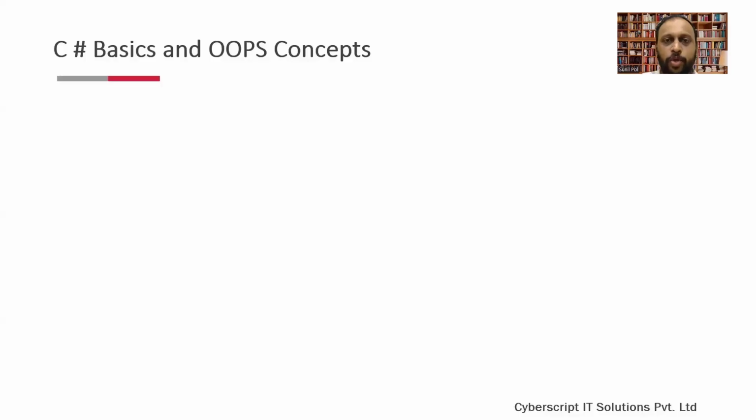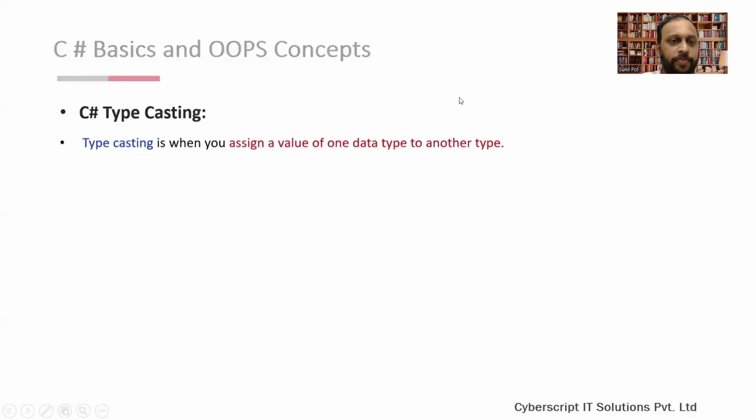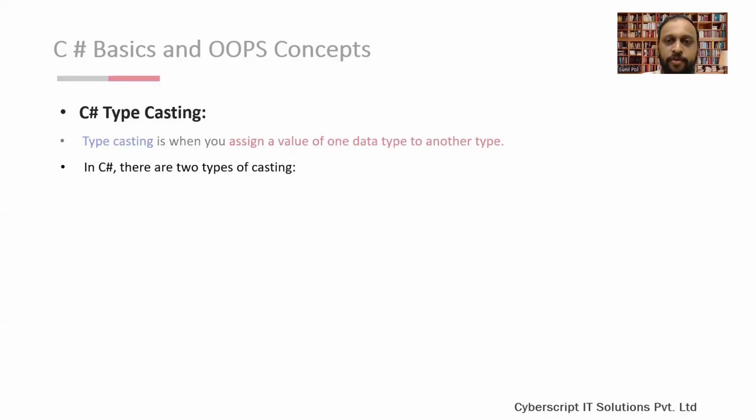So let's discuss what is typecasting and what is the purpose of typecasting in real life scenarios. So what is typecasting? Typecasting is when you assign a value of one data type to another data type. In C#, there are two types of casting: one is implicit typecasting and another one is explicit typecasting.